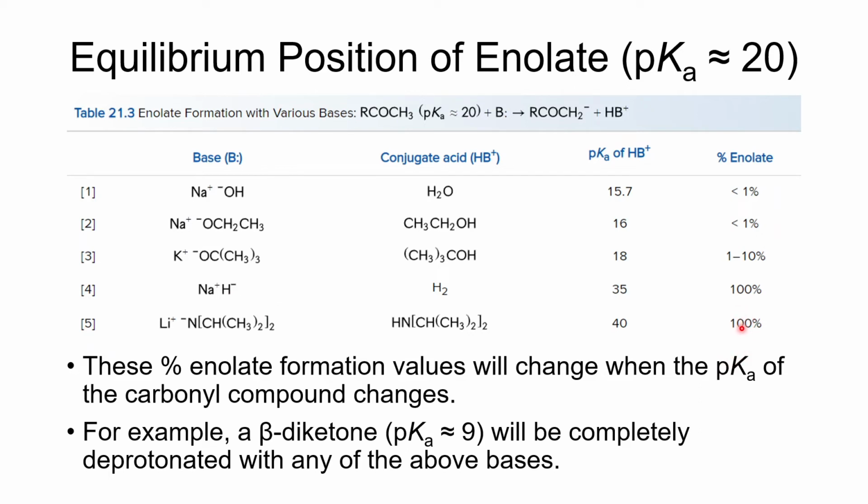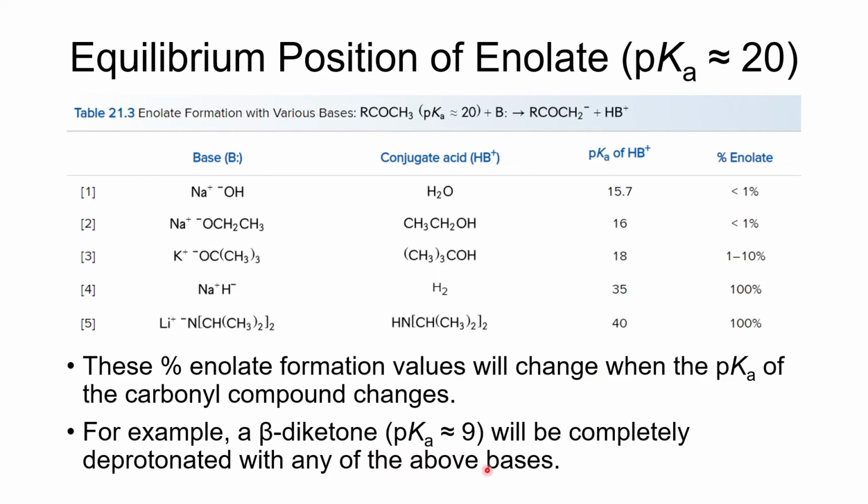Now, sometimes you want 100%, and sometimes you don't. Sometimes you only want a few percentage points. I will explain why that is coming up in just a bit. Now, if we had picked a stronger acid as our carbonyl compound, so if we had picked any of those beta dicarbonyls, all of these would deprotonate to essentially 100%.